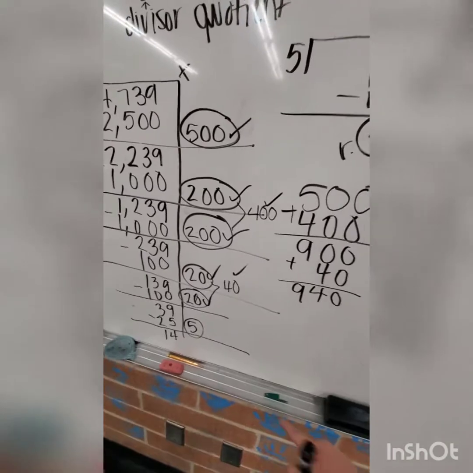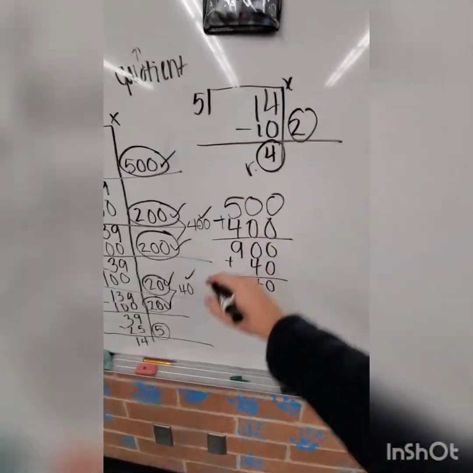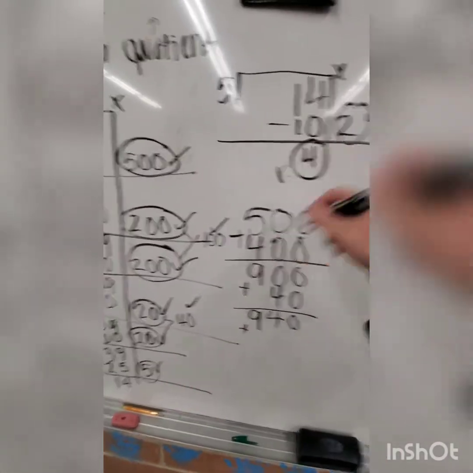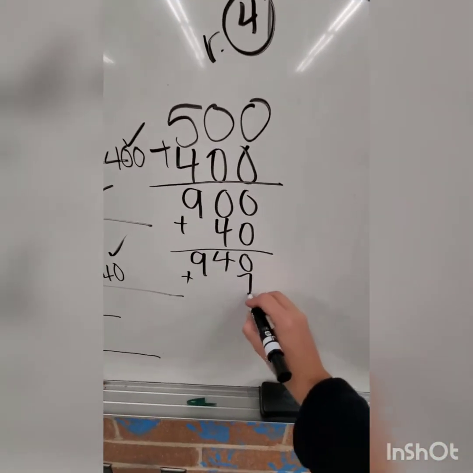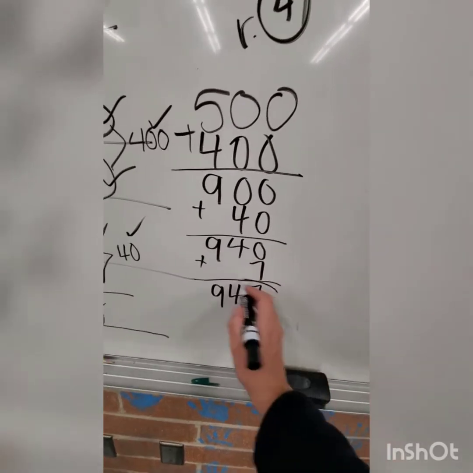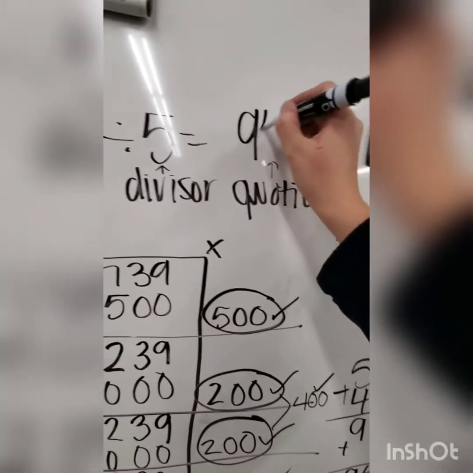Now I need to add this 5. And I have this 2 over here. I cannot forget it. So let me check these off. We'll add 5 plus 2 is 6, 7. So I'm going to put 7. And now I have 947. But this is not my full quotient.